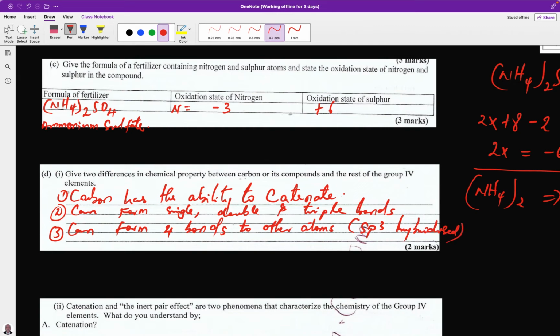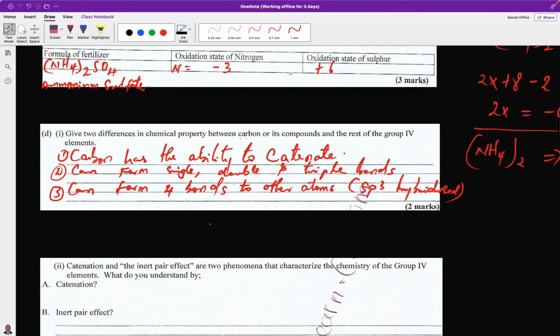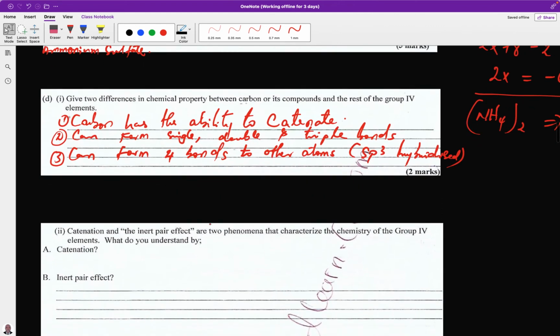Carbon is sp3 hybridized. It can form 4 chemical bonds to other atoms. It can form single, double, and triple bonds. It has the ability to catenate. You can give 2 of them. That is the only thing. Catenation and inert pair effect are 2 phenomena that characterize the chemistry of group 4 elements. What do you understand by catenation?